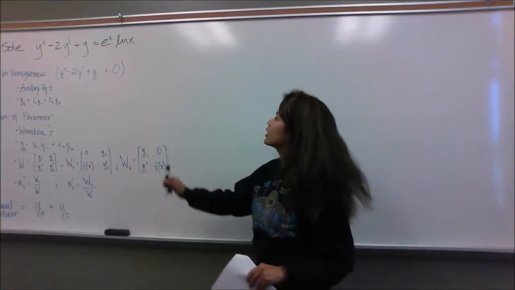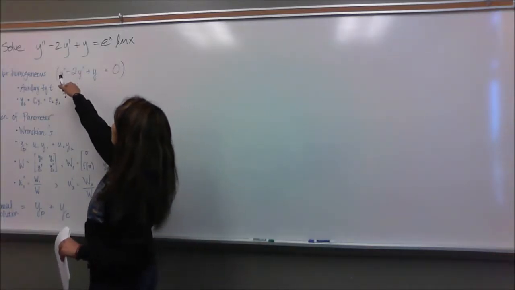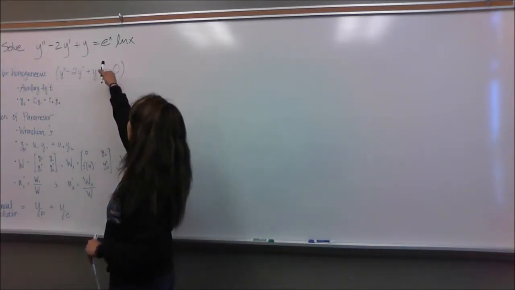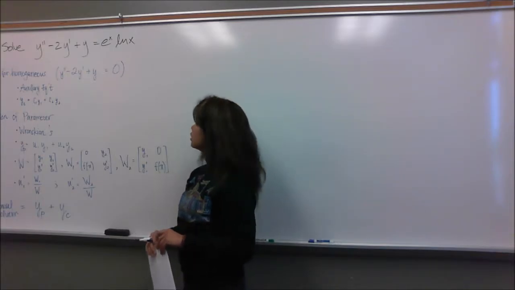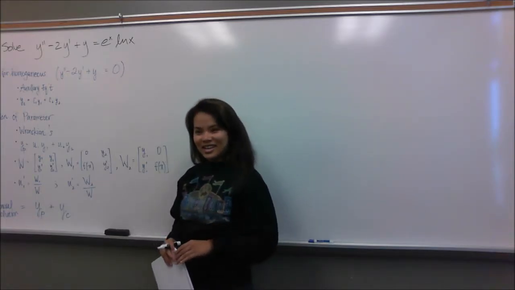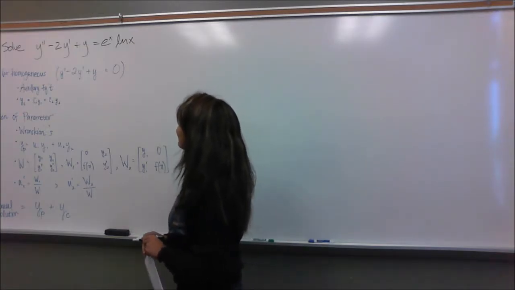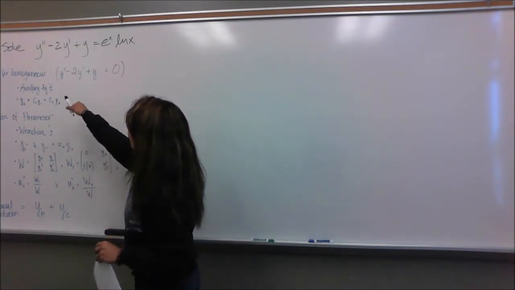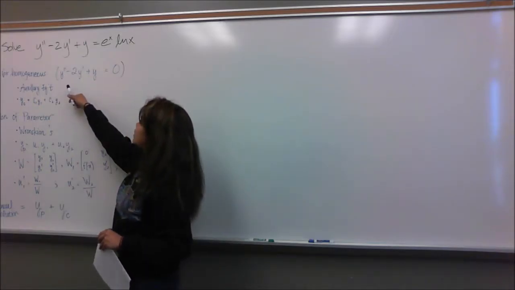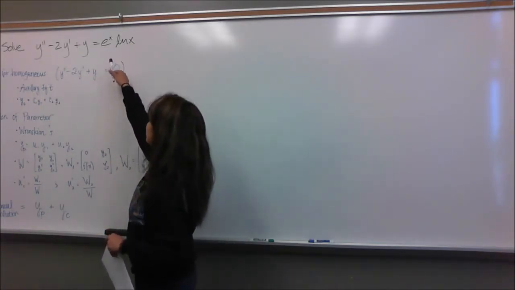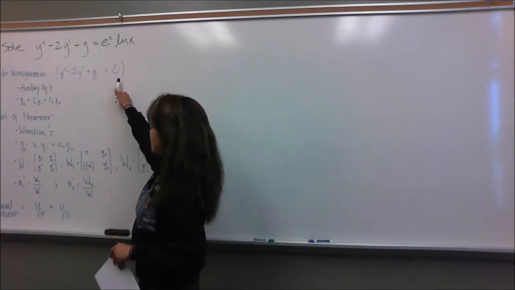Alright, in this problem we're given y double prime minus 2y prime plus y equals e to the x ln x, and this happened to be a second order linear non-homogeneous equation. Therefore, we need to solve for the homogeneous part first, which is y double prime minus 2y prime plus y, and set the e to the x ln x equal to 0 instead.